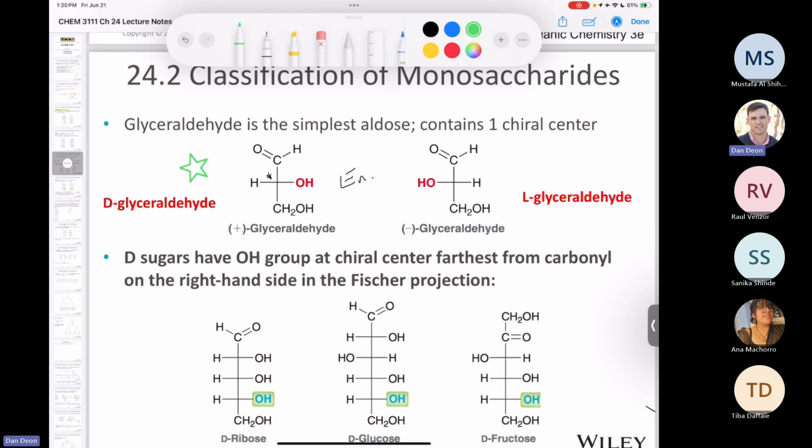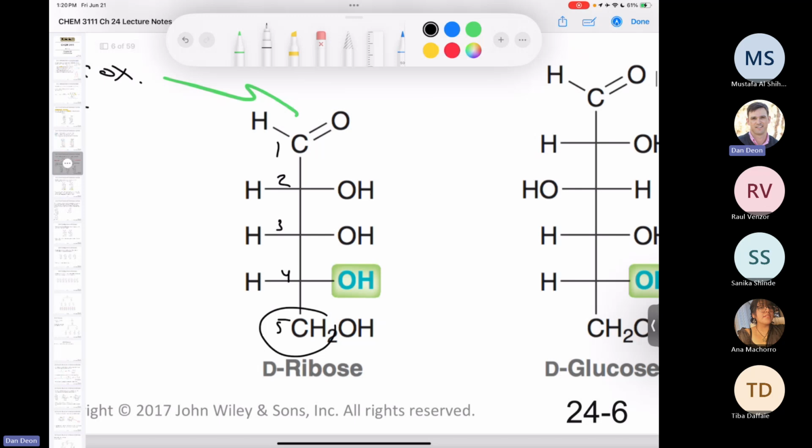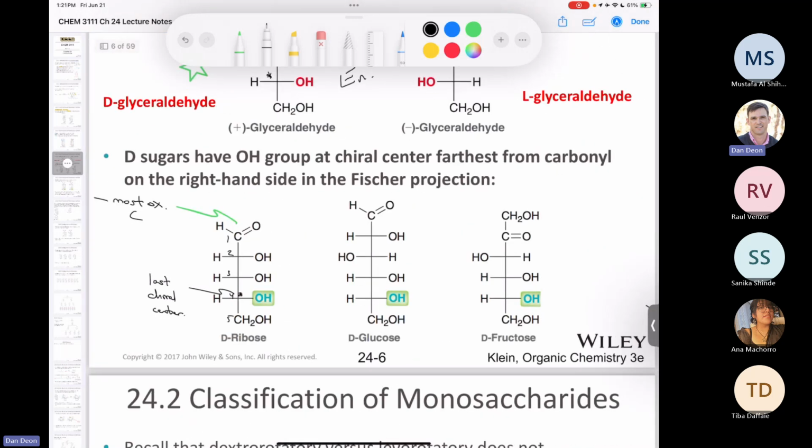And the way that you know you have a D sugar is you start at the top. We always put the most oxidized carbon at the very top of our Fischer projection. When you go all the way to the bottom, so we start here, 1, 2, 3, 4, 5, you notice that carbon 5 does not have a chiral center on it. Why? Because it's a methylene. But you look at carbon 4, and carbon 4 is a chiral center. So we go to the last chiral center, and if the hydroxyl group on the last chiral center is pointing towards the right-hand side, then we say the compound is a D sugar.